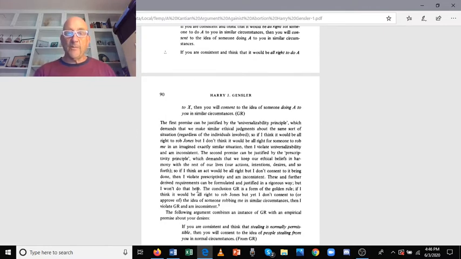So I'm on line 4, page 90. I think it would be okay to rob Jones, but I don't think it would be all right to rob me. Then there's something wrong with that, right? Again, with Jones and I in a similar situation.